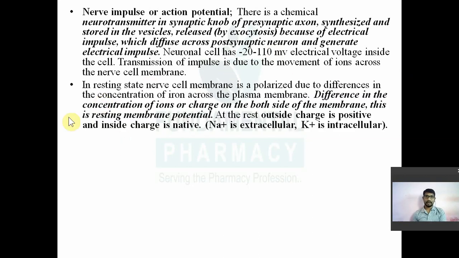In the resting state, the nerve is polarized. In the resting state of nerve, the membrane of the nerve is polarized due to difference in the concentration of ions across the extracellular and intracellular sides. Difference in the concentration of ions or charge on both sides of the membrane is known as the resting membrane potential. The outside charge is positive and the inside charge is negative. Sodium is known as the extracellular cation. Potassium is known as the intracellular cation.